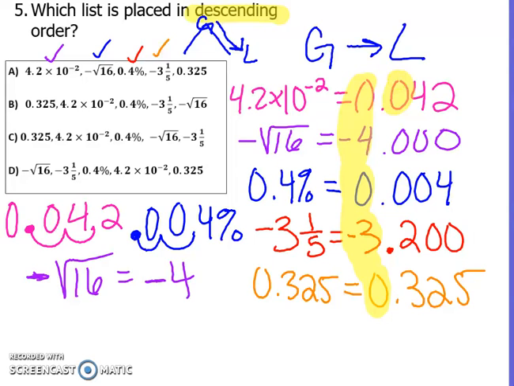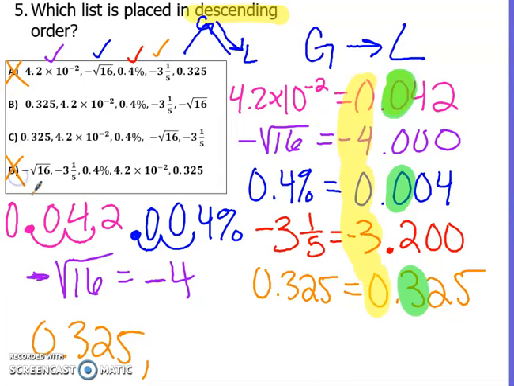So we need to go to the zeros. I want to make that green. Go to the next decimal. So I'm going to go to this last 0. Once again, I'm looking for the greatest number. So out of my green, is 0, 0, or 3 greater? 3 is the greatest number. So I know that 0.325 is my largest number. Look at your answer choices. 0.325 should be first, which means A and D are out.